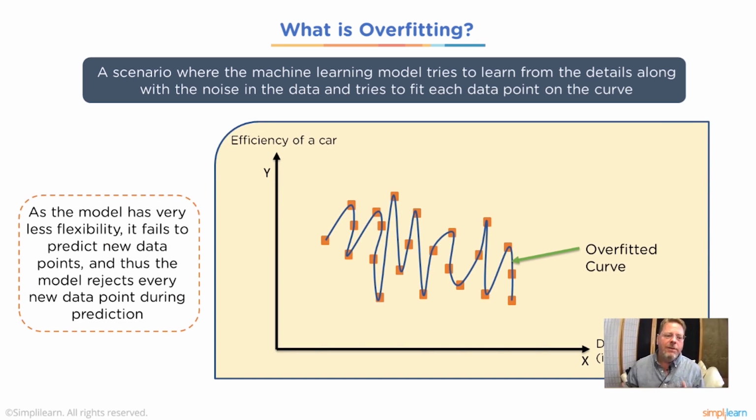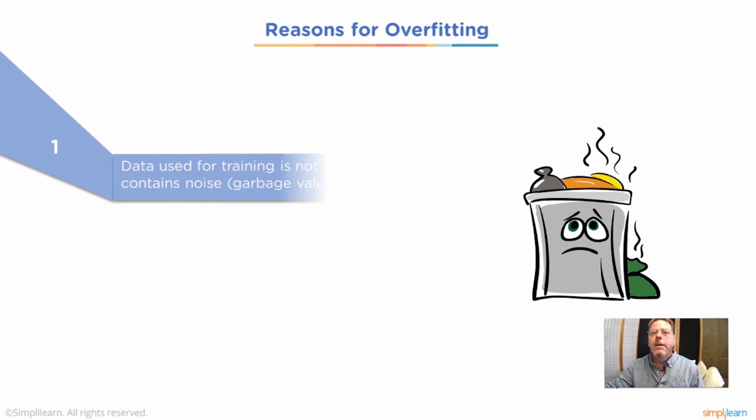So as the model has very little flexibility, it fails to predict new data points, and thus the model rejects every new data point during the prediction. So you'll get a really high error here. And so, reasons for overfitting.